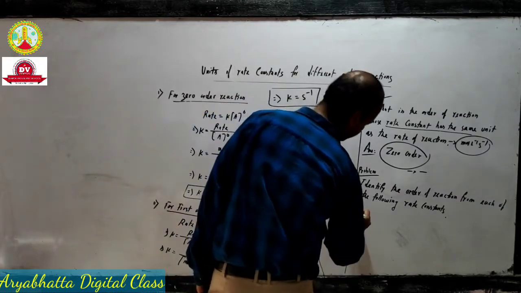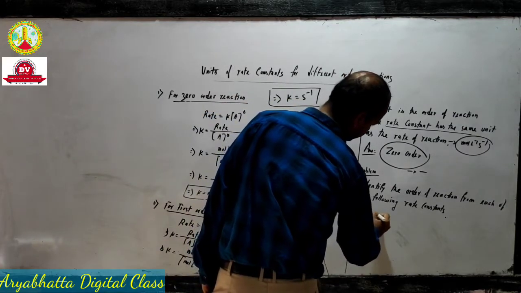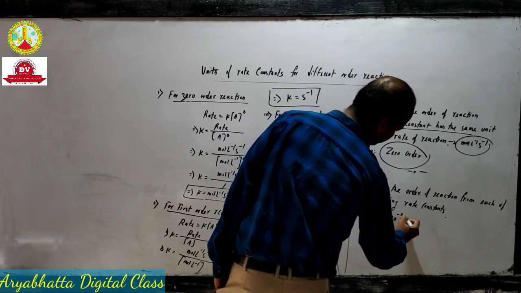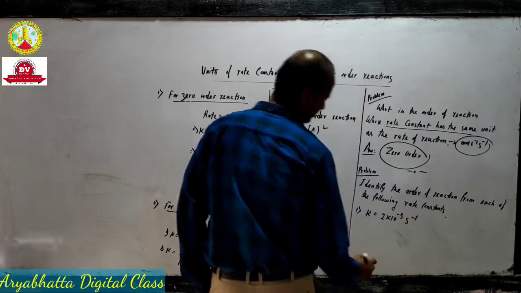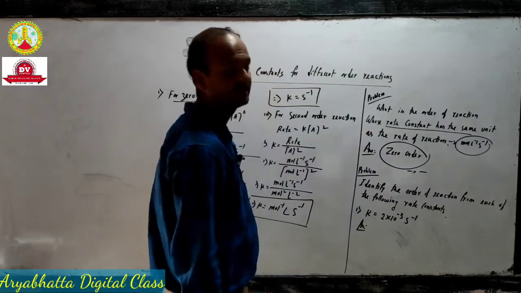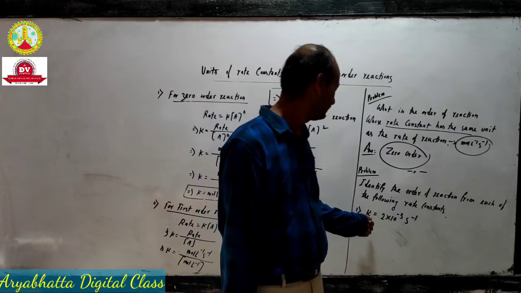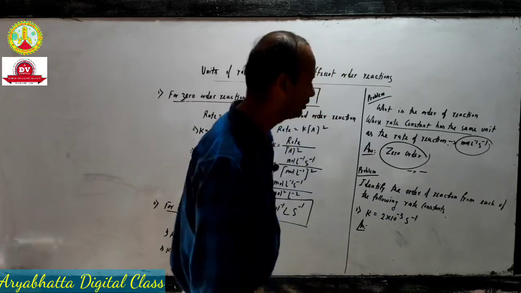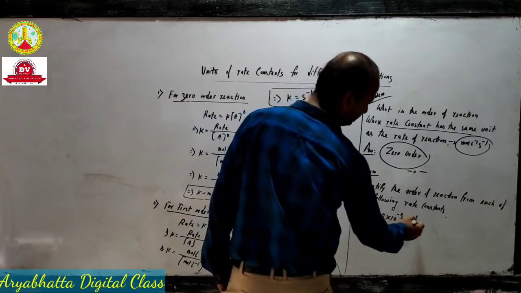Suppose this is the first part: 2 into 10 to the power minus 3, and the unit is second inverse. Clear? Now I have a reaction. In my reaction the value of K is this one: K equal to 2 into 10 to the power minus 3 second inverse. So what is the order of this reaction? Please see this unit.